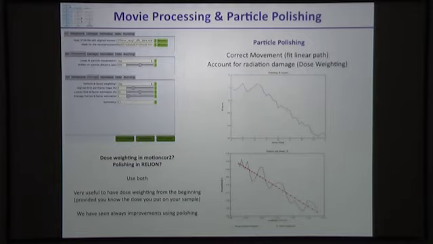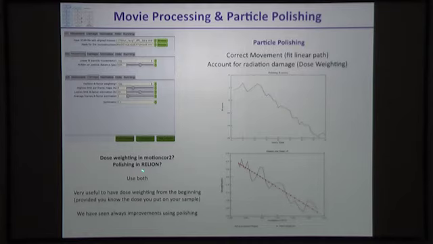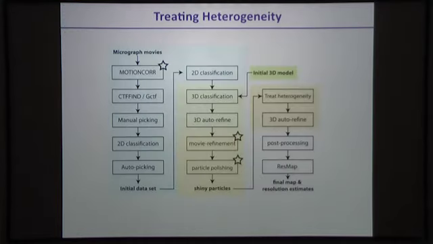As I already discussed, the question will arise as to whether you should use MotionCor or polishing in Reliant. I think you should use both, and that would be the best approach, because having dose weighting from the very beginning is very useful for all the initial steps, but particle polishing might give you an extra bit at the very end. So you should definitely try and use both.